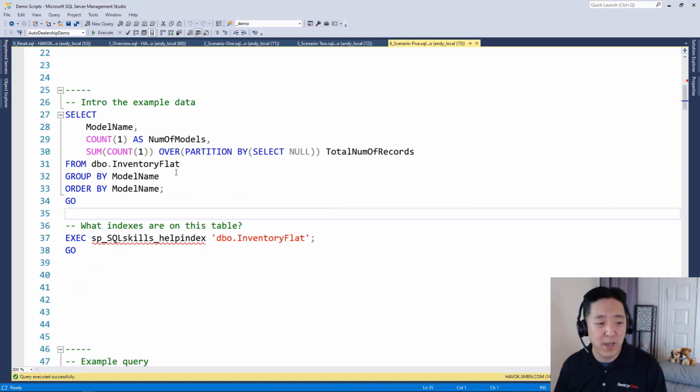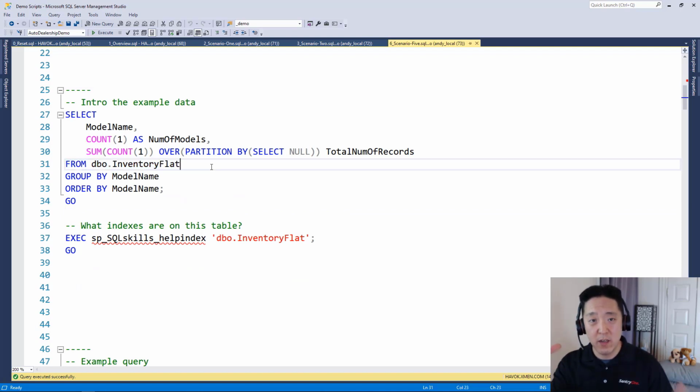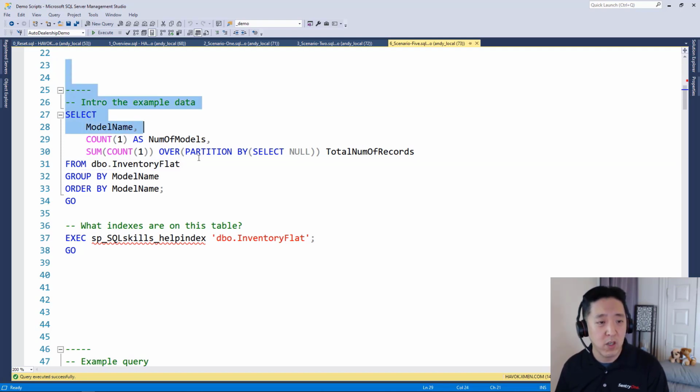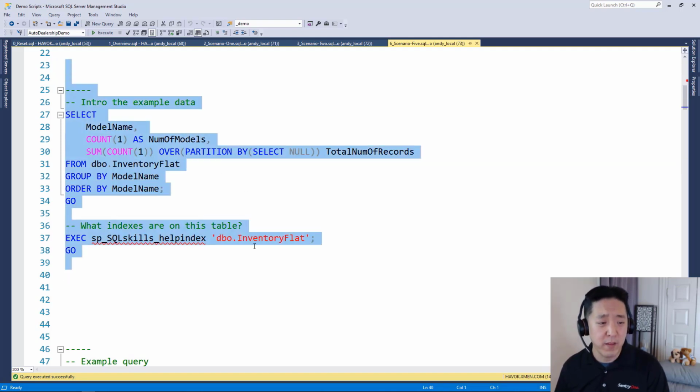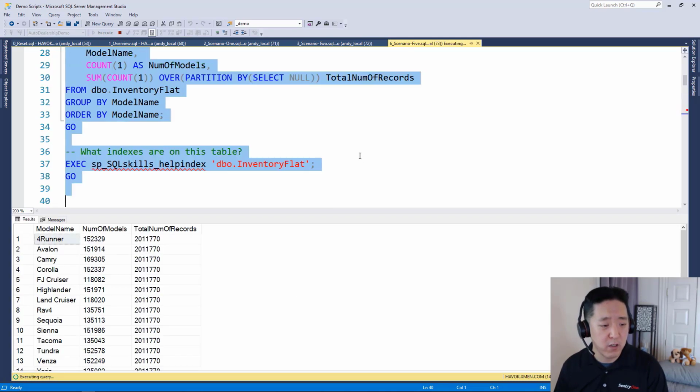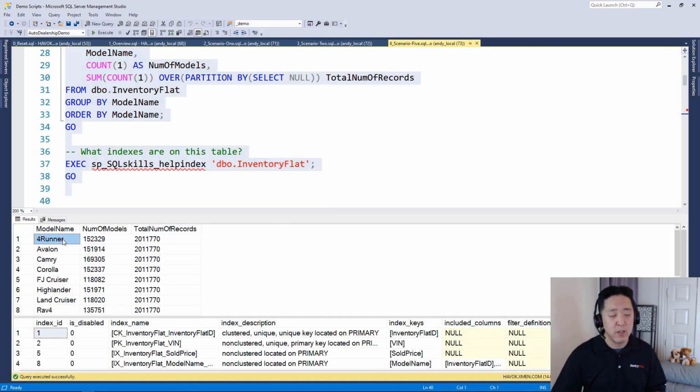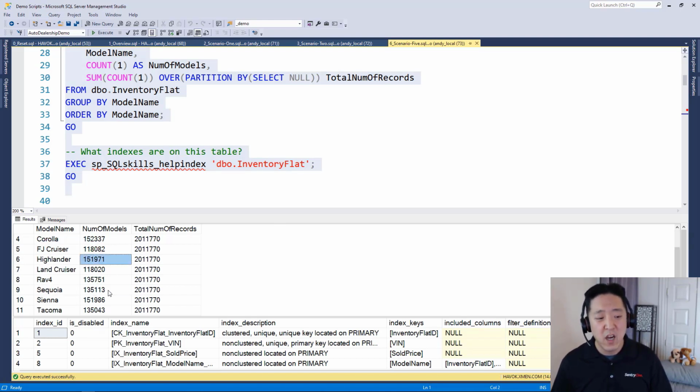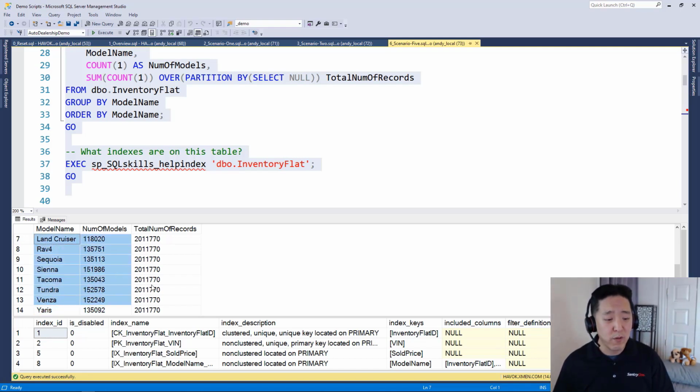I'm going to use my big horizontal and flat table called inventory flat. We're going to look at model names of vehicles, and I'm going to show you the count of them, and then the sum total count of number of records. So each different model in here has approximately 150 to 160, give or take, records. So it's relatively balanced is what I'm trying to show you in this bit. And in sum total, there's about 2 million records total, okay?